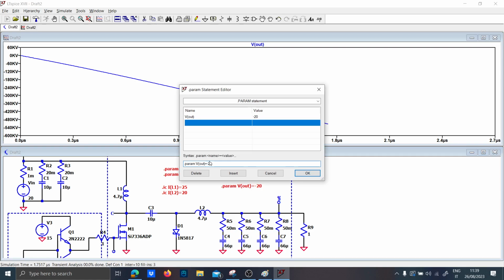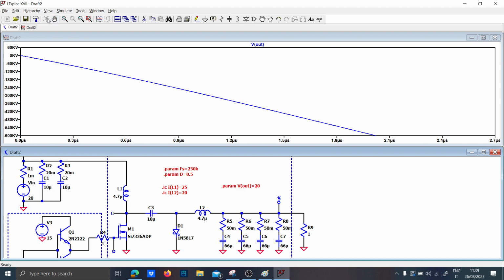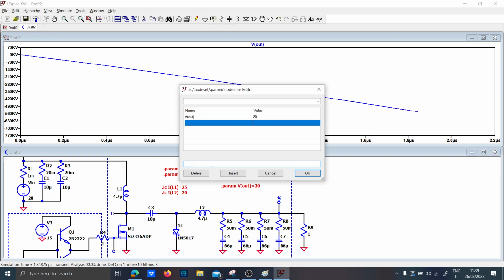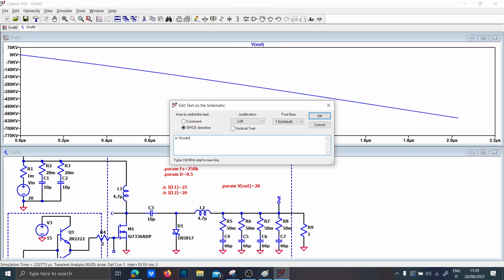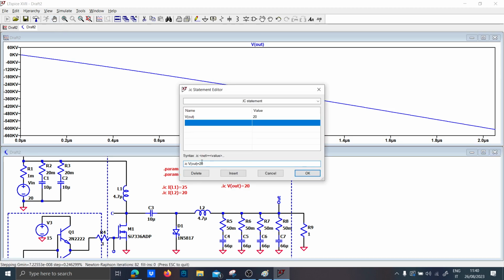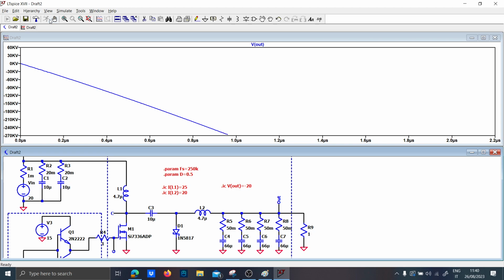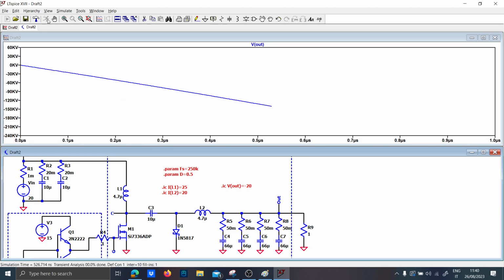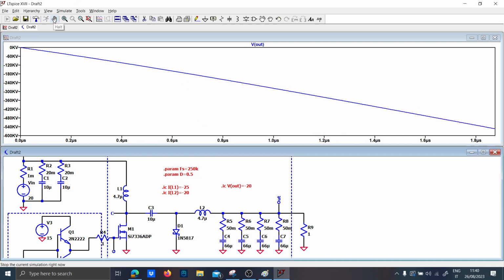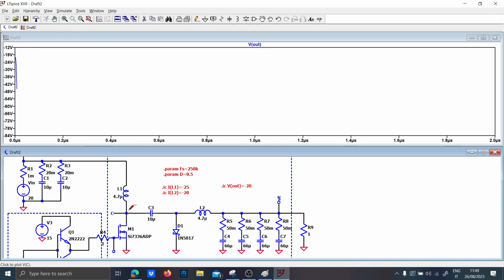Oh, so now I obtained the opposite effect. No, this is wrong. .IC V(out) equal to 20, minus 20. So maybe I should put also the minus here. Strange enough that it doesn't work. Okay, so now it's working. So I had to put this guy with the minus. Well, fair enough.